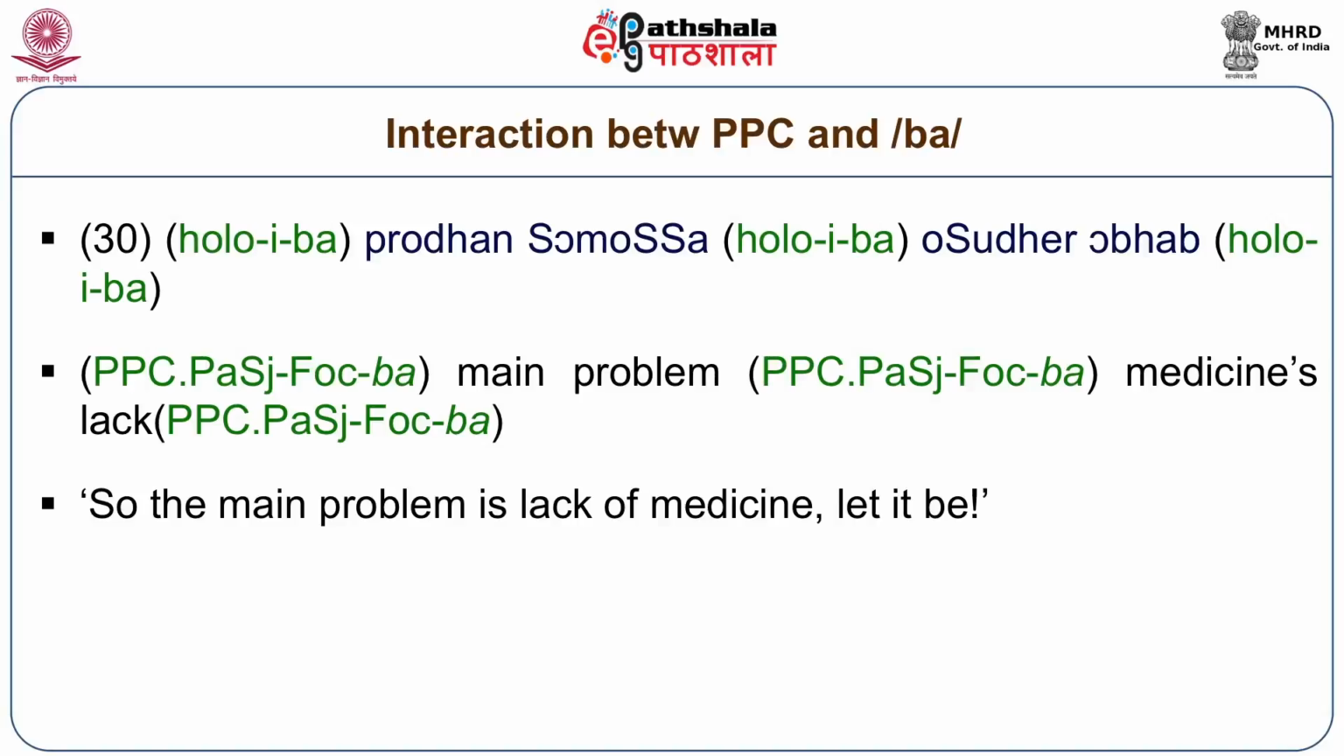We show it as one line, but we want you to pronounce it only one word at a time. You can either say the initial position variant, holo iba prodhan shomosya oshudher obhab, or the medial variant, prodhan shomosya holo iba oshudher obhab, or the final variant, prodhan shomosya oshudher obhab holo iba.